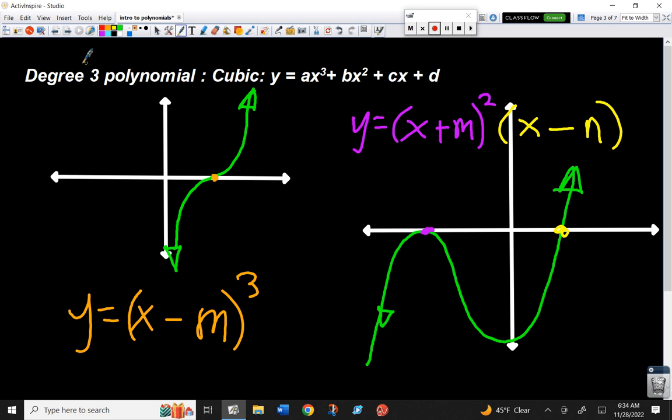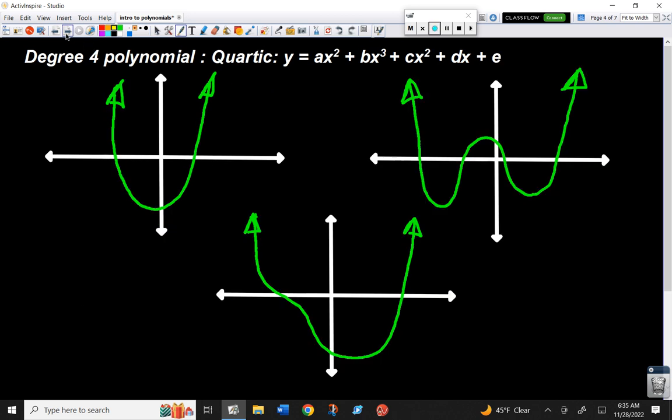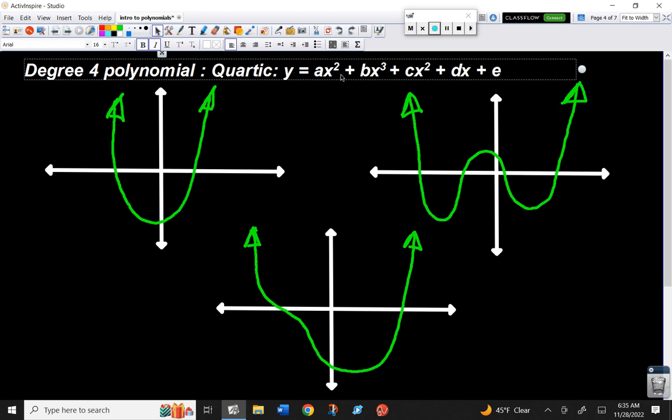Let's move on to the next degree, which is degree 4 polynomial, and that is a quartic. Now, it sounds like quadratic, but it's a quartic. Quartics are the form y equals ax to the fourth power. Ooh, I put ax to the second power, but it should be ax to the fourth power over here. Ax to the fourth power plus bx to the third power plus cx to the second power plus dx to the 1 power plus e. Okay, so these graphs will look like this.